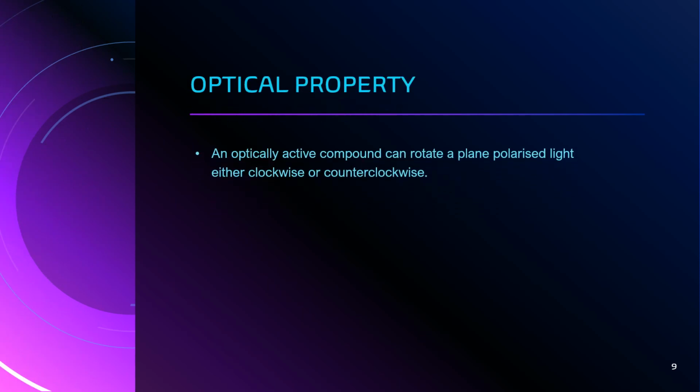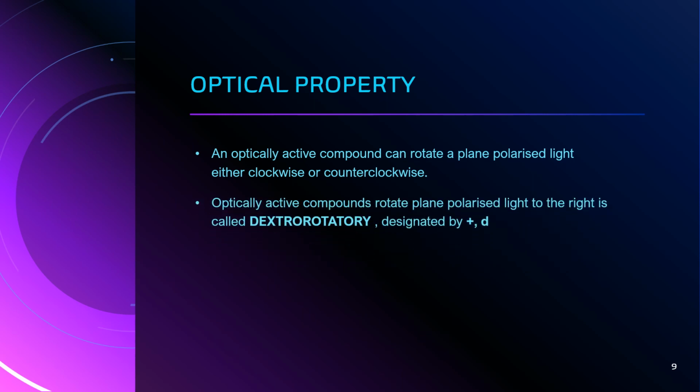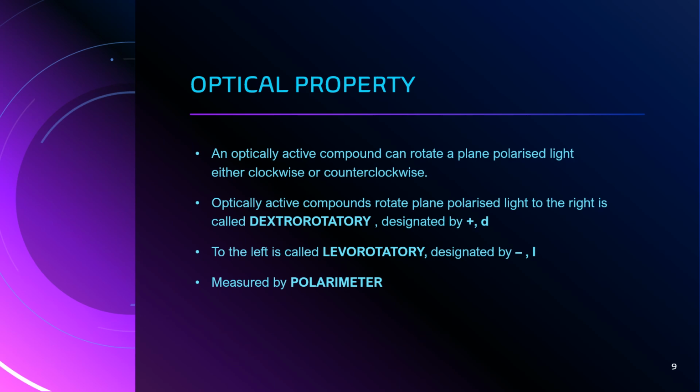An optically active compound can rotate plane polarized light either clockwise or counterclockwise. The optically active compounds that rotate the plane polarized light to the right are known as dextrorotatory, and are designated by either a plus sign or the small letter d. And the optically active compounds that rotate the plane polarized light to the left are called levorotatory, which are designated by a minus symbol or the small letter l. And this optical property is usually measured using a polarimeter.